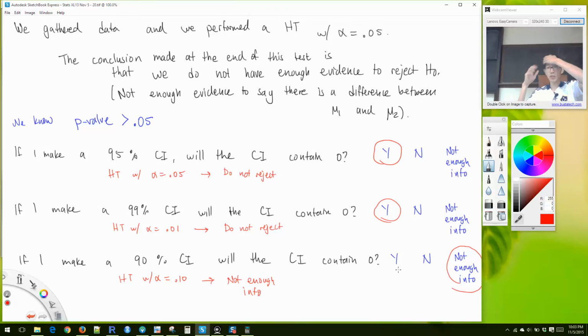Visually speaking, we can think of confidence intervals. So if our 95% confidence interval contains 0, a 99% confidence interval is wider than that, so that will also definitely contain 0. A 90% confidence interval is more narrow, so now we're not sure if we still contain 0 or not.